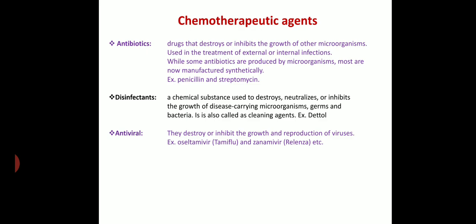The next one is the antibiotics, which destroy or inhibit the growth of microorganisms and are used in the treatment of external and internal infections. While some antibiotics are produced by microorganisms, most are now manufactured synthetically. For example, penicillin, streptomycin, etc. The next one is the disinfectant, a chemical substance used to destroy, neutralize, or inhibit the growth of disease-carrying microorganisms, germs, bacteria, etc. For example, Dettol.